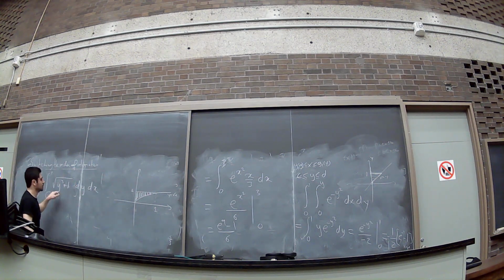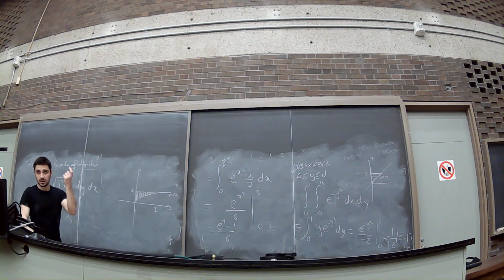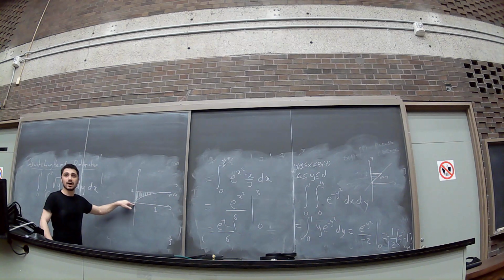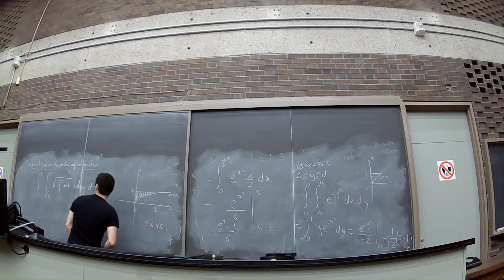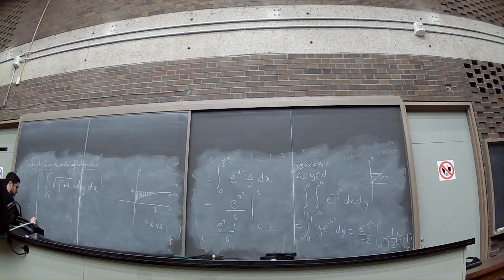Now sadly, you cannot integrate this in this order. I need to describe x between two functions of y, and y between two constants. What are my two constants here for y? 0 and 1, very good. So y goes from 0 to 1.